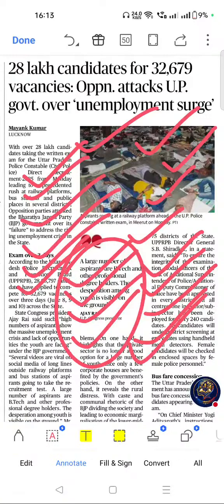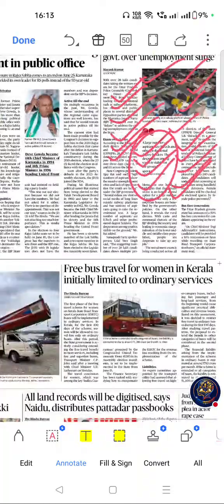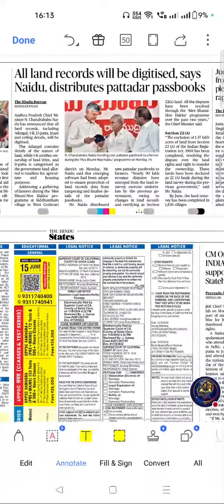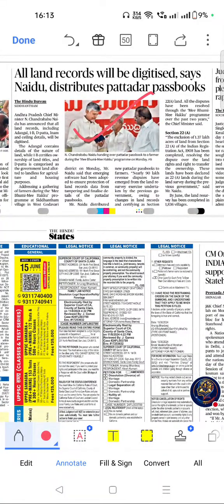Next important article from this page was this one. All land records will be digitized, says Naidu, distributes Patadar passbooks. If you see the importance of this topic, land governance is a major UPSC topic. Digital land records are part of Digital India initiatives. Land reforms frequently appear in UPSC mains and are important for rural governance and ease of doing business.